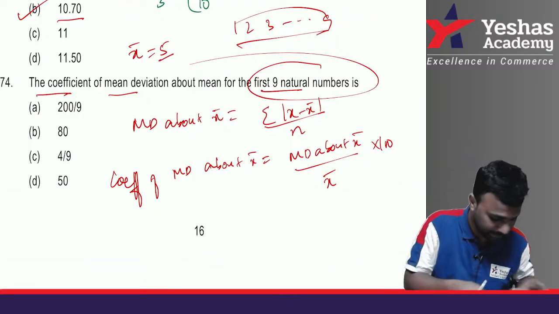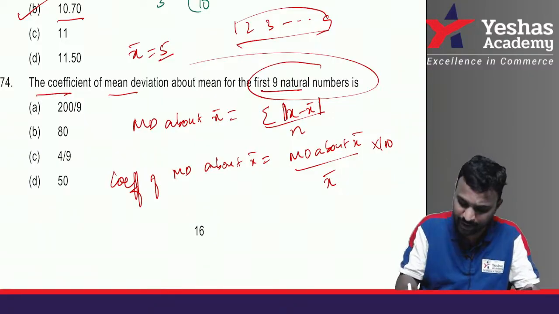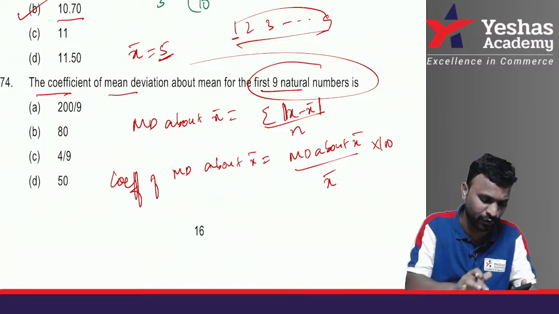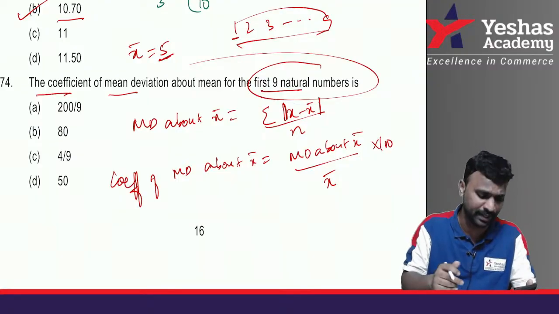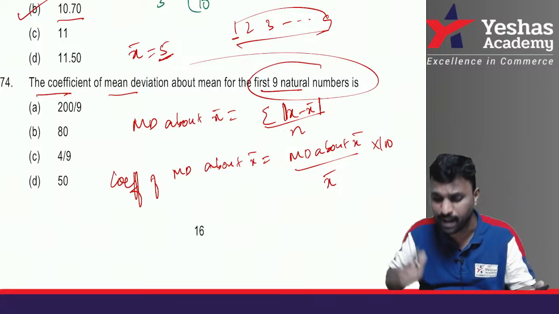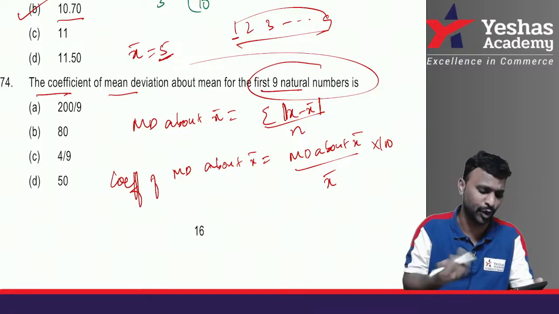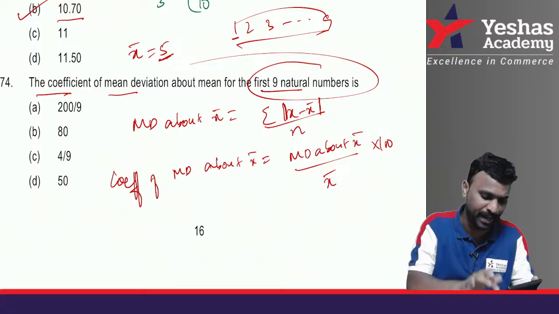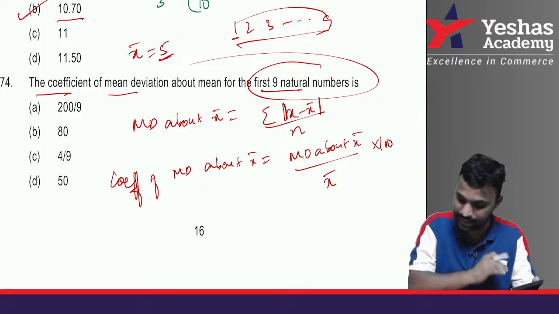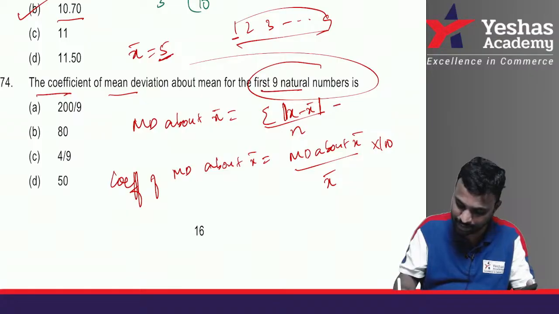Now let's find the modulus of x minus x bar and the summation of the same. The first value is 1 and the mean is 5. 1 minus 5 is minus 4, but the modulus makes it plus 4. Plus 2 minus 5 is minus 3, which becomes plus 3. Plus 3 minus 5 is minus 2, which becomes plus 2. 4 minus 5 is minus 1, which becomes plus 1. Plus 5 minus 5 is 0, no need to type it. 6 minus 5 is 1, plus 7 minus 5 is 2, plus 8 minus 5 is 3, plus 9 minus 5 is 4, and the sum is 20, divided by the number of observations. How many are there?